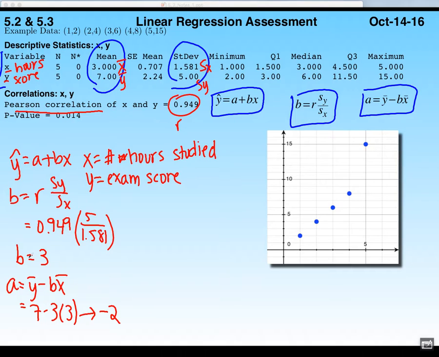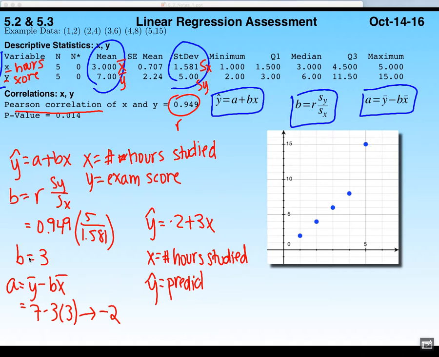Okay, one thing I also want to point out to you. So in the case of yesterday, we got this equation, -2 plus 3x. You have to define your variables. So in this case, you would write x as the number of hours studied. Y hat, do you remember what the hat stands for? Predicted. You have to write that. So predicted exam score. If you do not write predicted, I'm going to count it as wrong.